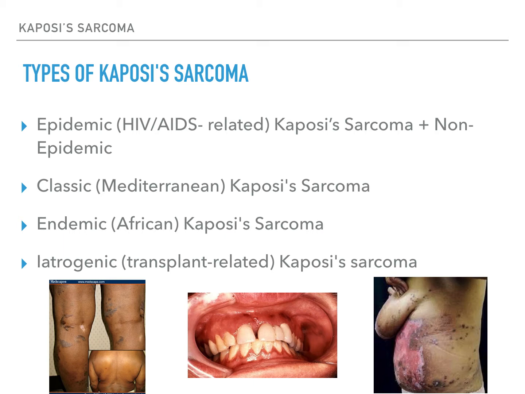Classic or Mediterranean KS is found in mostly older Italian or Eastern Europeans with Jewish origin. The lesions grow slowly on their legs and feet. At times, other cancers may develop in the individual.